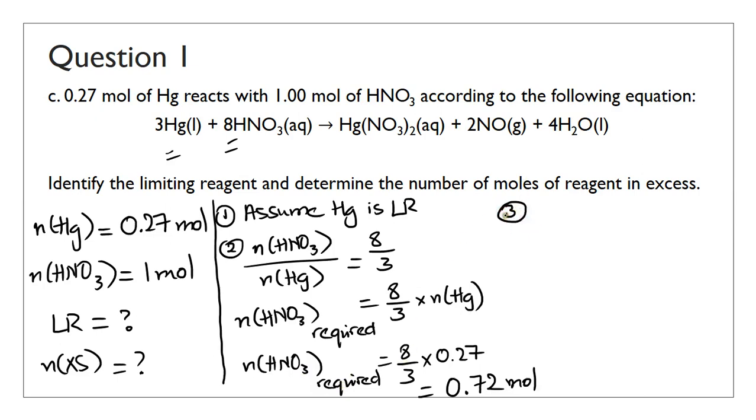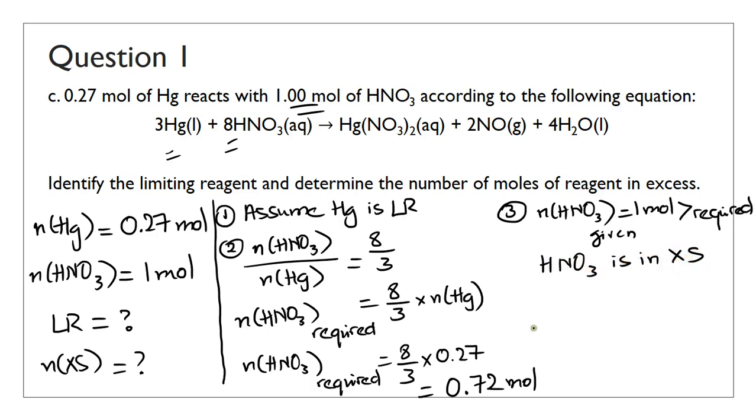Now the next step is to compare the amount required and the amount given. So n of HNO3 given, you're given 1 mole of HNO3. So you're actually given more than the amount required. You only need 0.72, but you're given 1, which means that HNO3 is in excess.